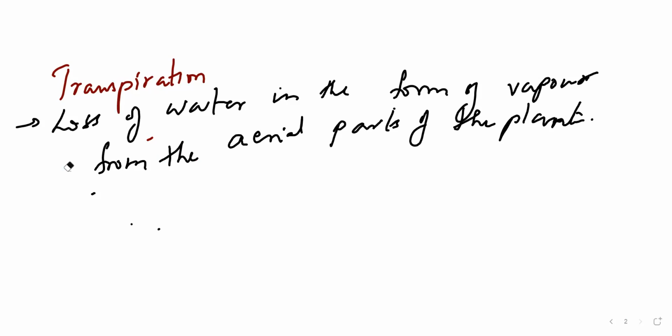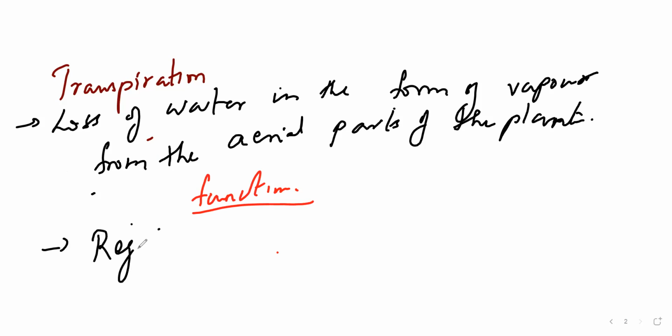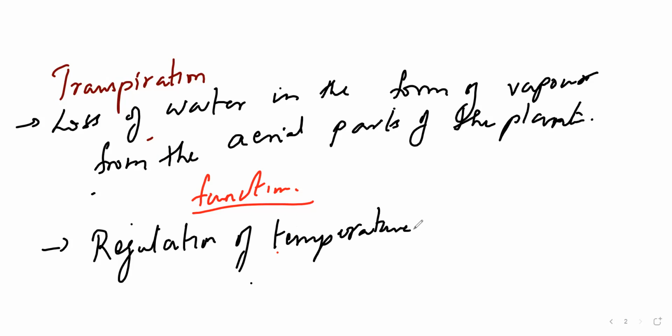So what is the function of this? The main important function of transpiration is temperature regulation. Whenever there is a loss of water, for example, as a human being, if you are sweating, what is the main purpose of sweating, basically? To regulate the body temperature. So here also, the regulation of temperature is the main function in plants.